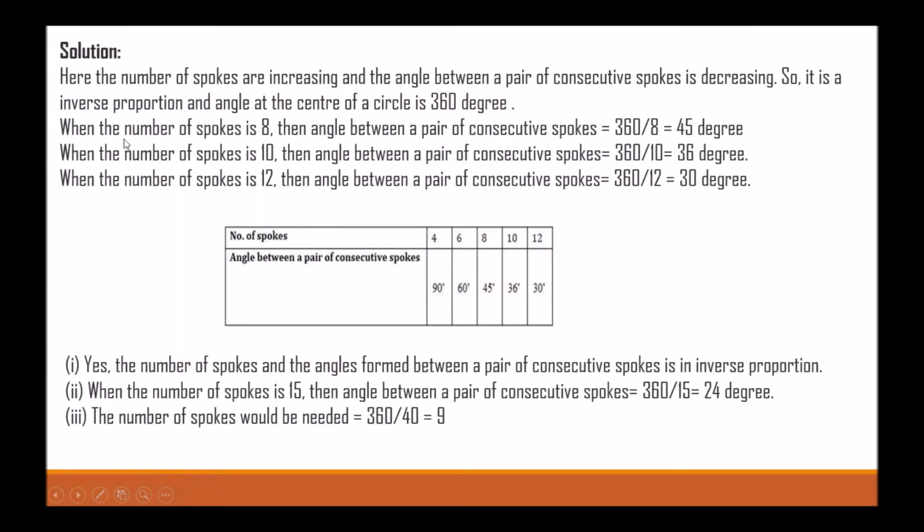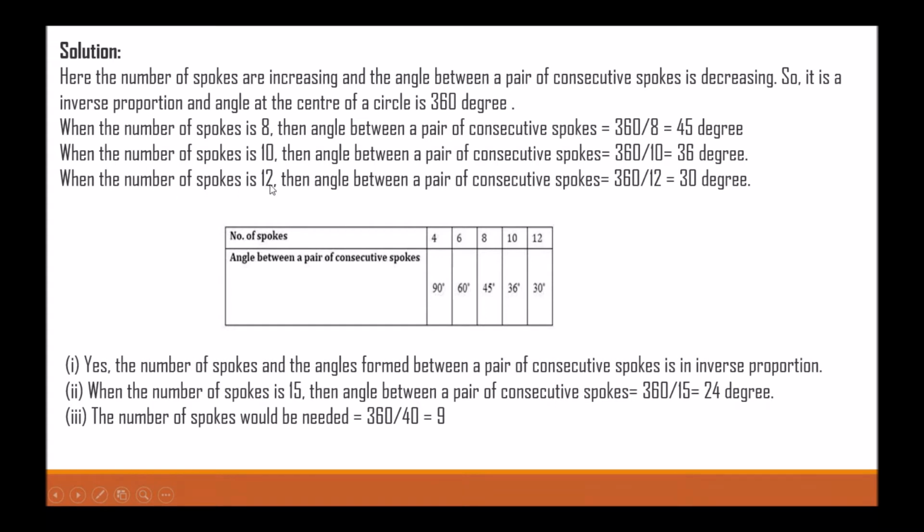So here, as the number of spokes increases, the angle between a pair of consecutive spokes decreases. So it is an inverse proportion, and the angle at the center of the circle is 360 degrees. When the number of spokes is 8, the angle between a pair of consecutive spokes is 360 upon 8, that is 45 degrees. If the number of spokes is 10, the angle between a pair of consecutive spokes is 360 upon 10, equals 36 degrees.